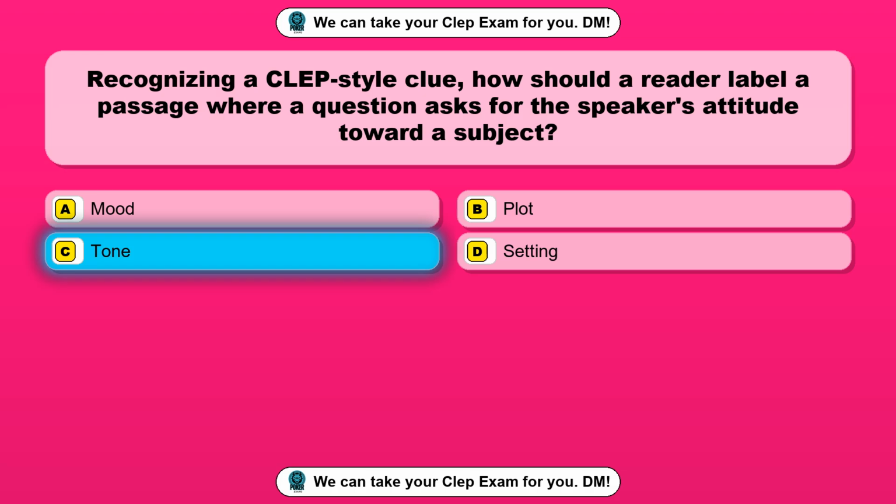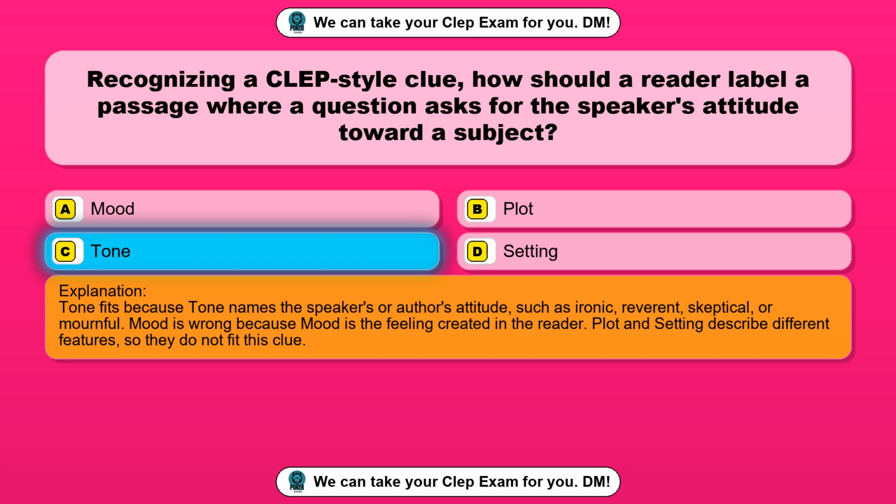Tone. Tone fits because tone names the speaker's or author's attitude, such as ironic, reverent, skeptical, or mournful. Mood is wrong because mood is the feeling created in the reader. Plot and setting describe different features, so they do not fit this clue.